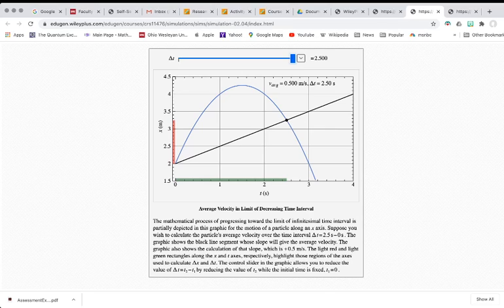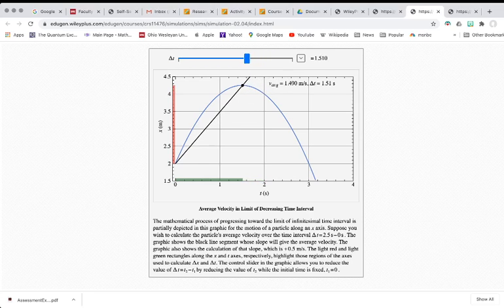Now, with this slider, I can change delta t. Let's reduce the delta t and see how close we can get, to 2 seconds. Now the straight line connects the initial point and the point on the curve when t equals 2 seconds, which corresponds to x equals 4 meters. Now you take the slope of that black line to get the average velocity for that time interval, and you discover it's 1 meter per second.